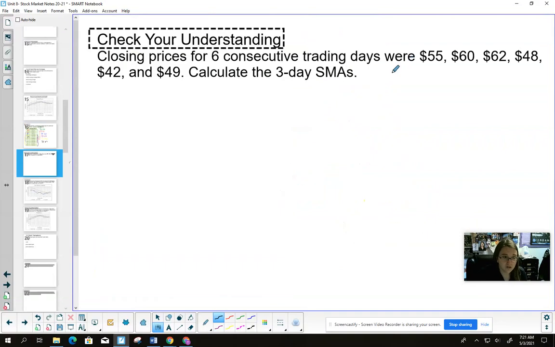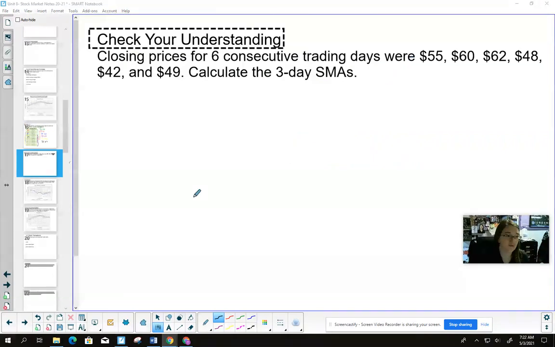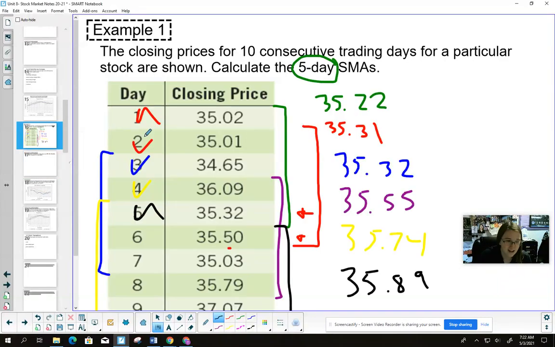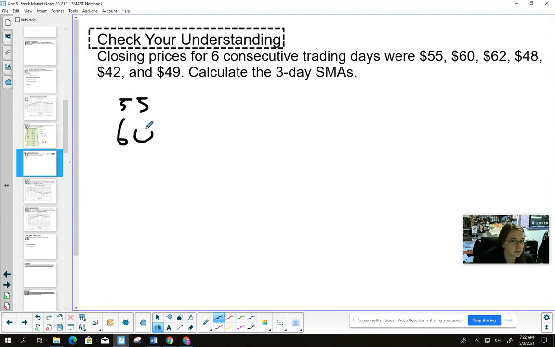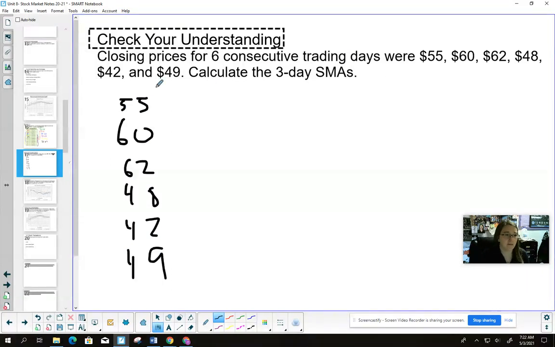So we are going to do this again. From here, I'm not going to make you do that many. I think on the test, you'll end up doing 3 averages total. But we're going to try it one more time. I'm going to go ahead and write out these numbers this way. It might be easier for you to look at it like this. So it says calculate the 3-day SMAs.